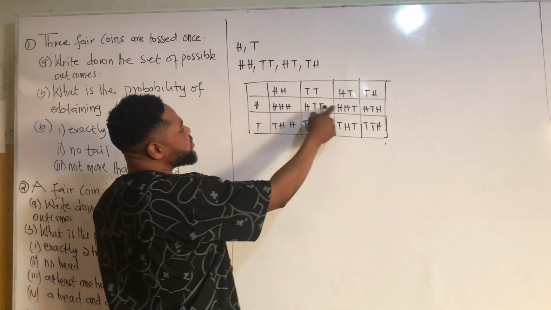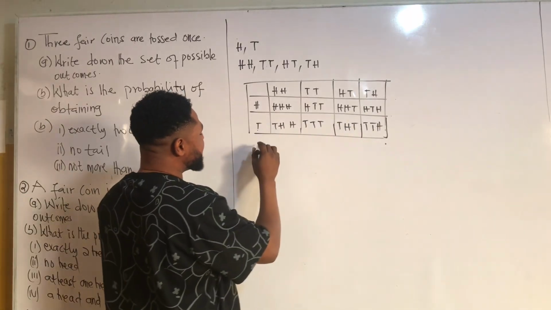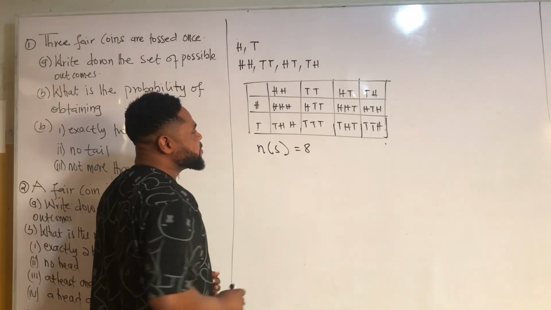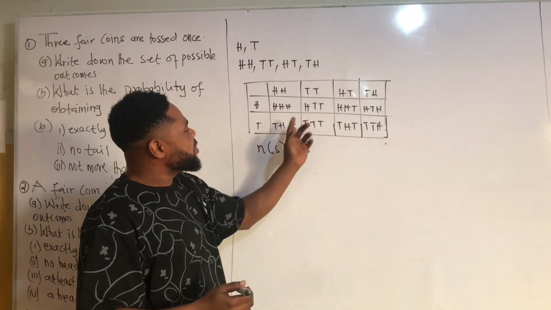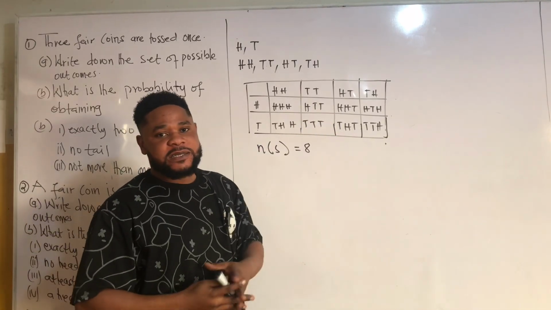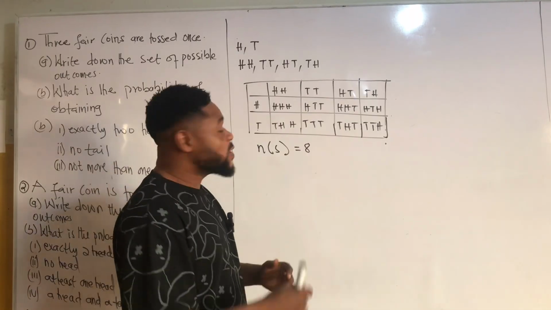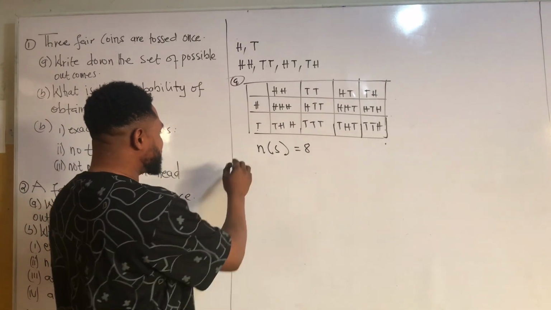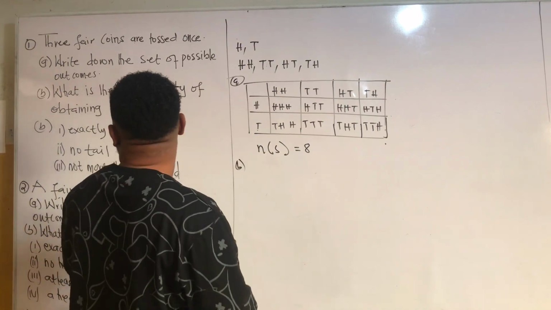So you have 1, 2, 3, 4, 5, 6, 7, 8. So the number of outcomes is going to be what? 8. So from this, we are going to use this outcome to answer the question. So let's see what we can do now. So this is our A. Let's go to the B part.